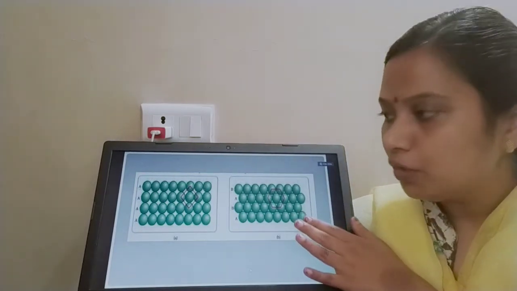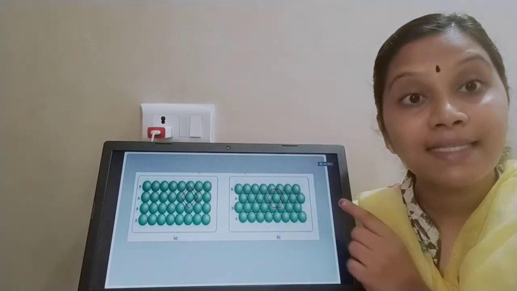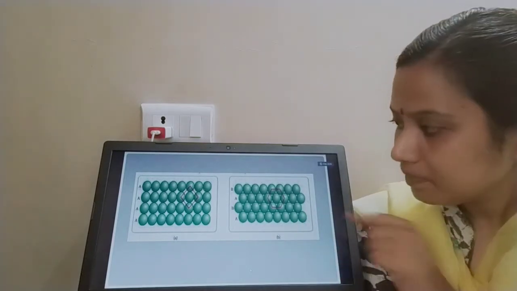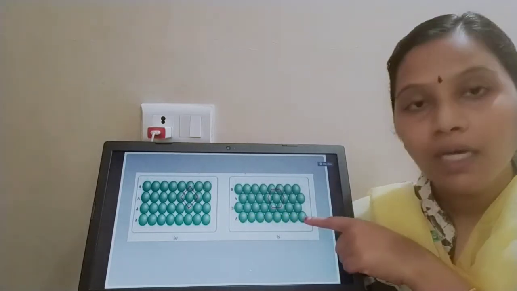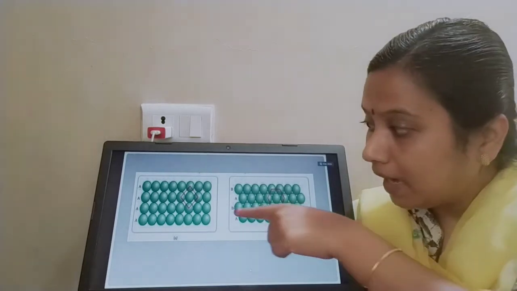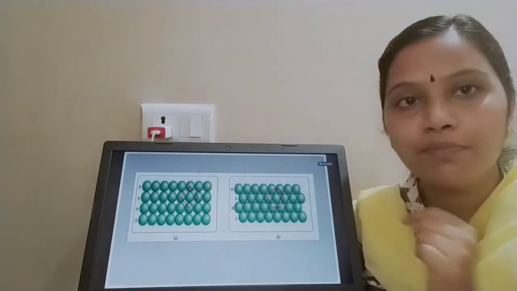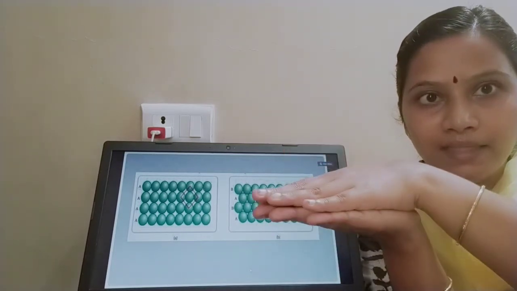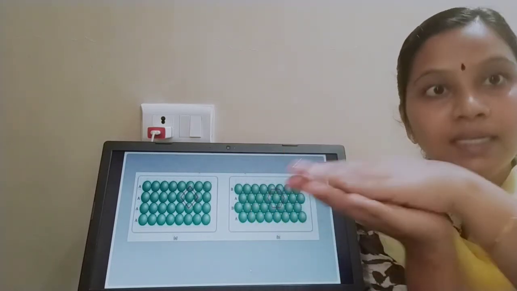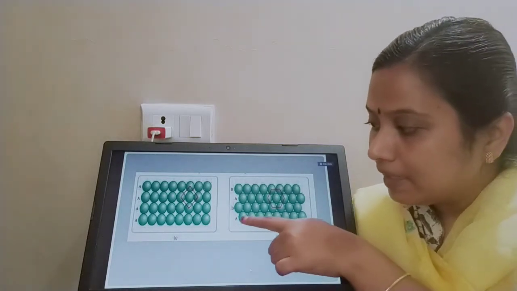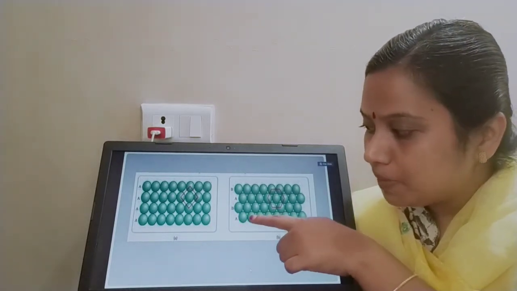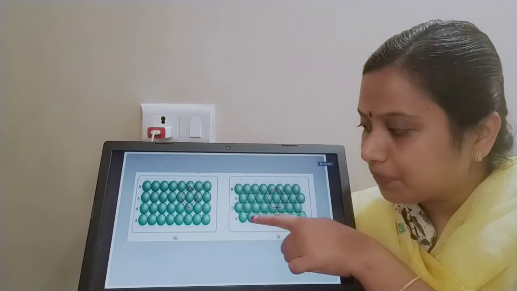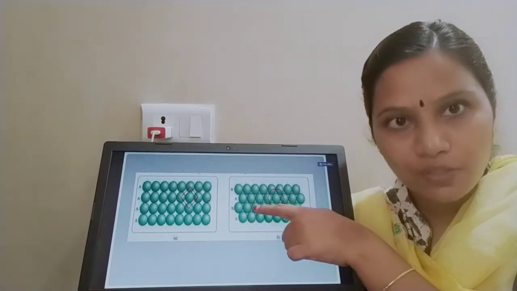Now I have moved to the next topic. This is hexagonal close packing. I have kept row 1. Row 1 is A. I am going to call row 2 B. Why, children? Because it is not aligned like this. But you know how it is aligned? The depression between 2 spheres has got 1 sphere.